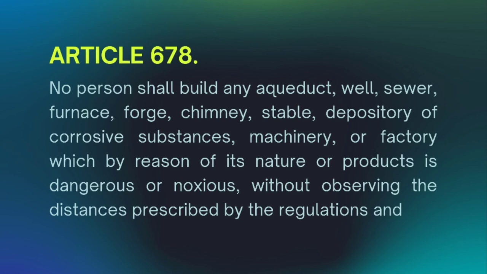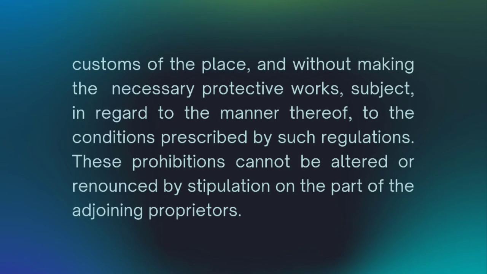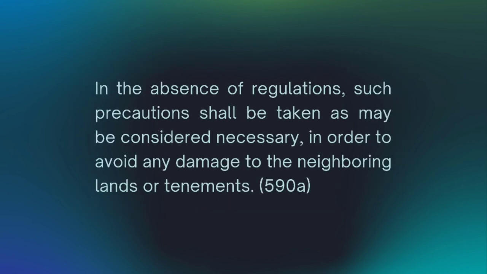Article 678. No person shall build any aqueduct, well, sewer, furnace, forge, chimney, stable, depository of corrosive substances, machinery, or factory, which by reason of its nature or products, is dangerous or noxious, without observing the distances prescribed by the regulations and customs of the place, and without making the necessary protective works, subject, in regard to the manner thereof, to the conditions prescribed by such regulations. These prohibitions cannot be altered or renounced by stipulation on the part of the adjoining proprietors. In the absence of regulations, such precautions shall be taken as may be considered necessary, in order to avoid any damage to the neighboring lands or tenements.